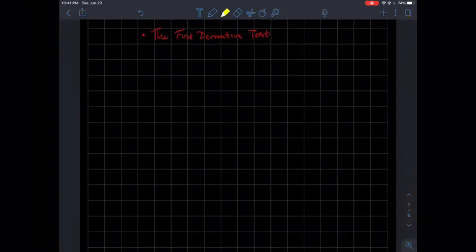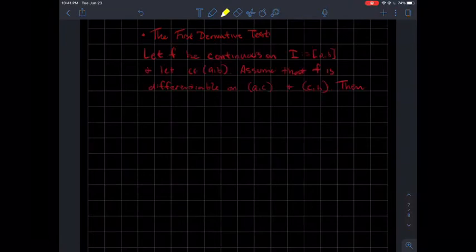So hills and valleys, how do you find them? Let's say you've got a function f that's continuous on the closed interval from a to b, and let's say that c is a point between a and b. Assume that f is differentiable between a and c, and also between c and b. So I don't care much if it's differentiable at c or not. Then the following should happen.